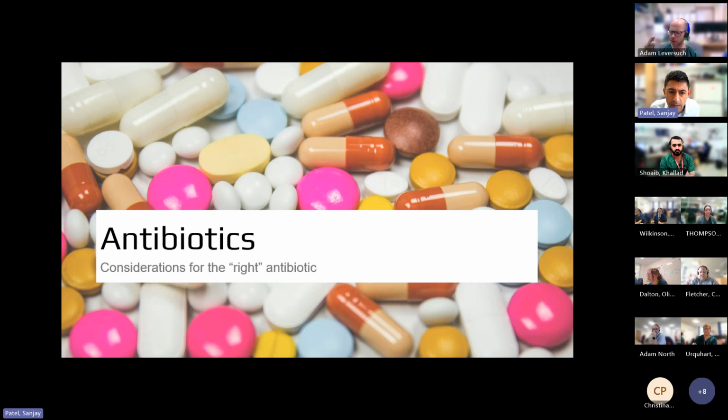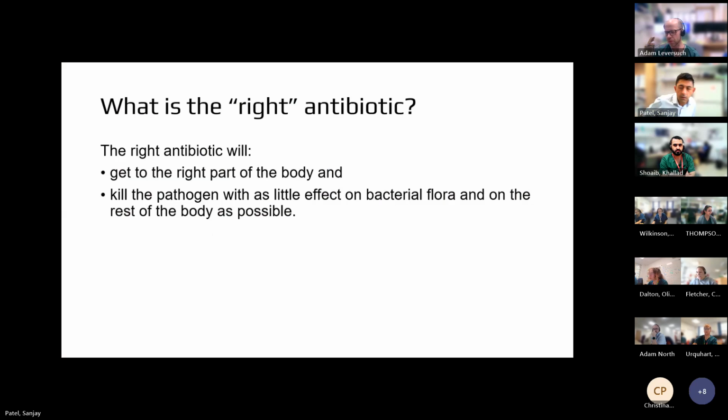So we'll talk a little bit about antibiotics. Yeah. So what is the right antibiotic to give in these situations? And I think simply the right antibiotic will get to the right part of the body, and it will kill the pathogen with as little effect on your natural microbiota, and with minimal ADRs on the rest of the body as well. Next slide, please, Sanjay.